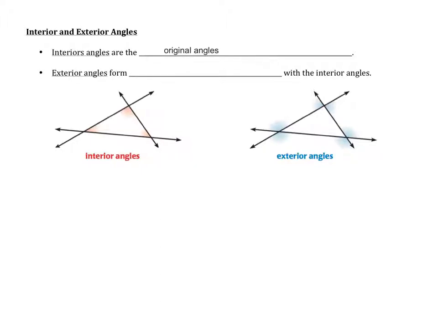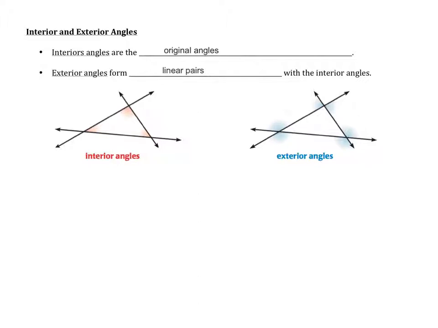Exterior angles form linear pairs with the interior angles. So if you look at our diagram at the right, here is an interior angle, and the blue angle right here would be a linear pair with that interior angle. The same goes for this side, this blue angle here. It is forming a linear pair with this interior angle. Notice that each interior angle has two exterior angles that are adjacent to it. Therefore, each interior angle has two exterior angles that it is forming linear pairs with.